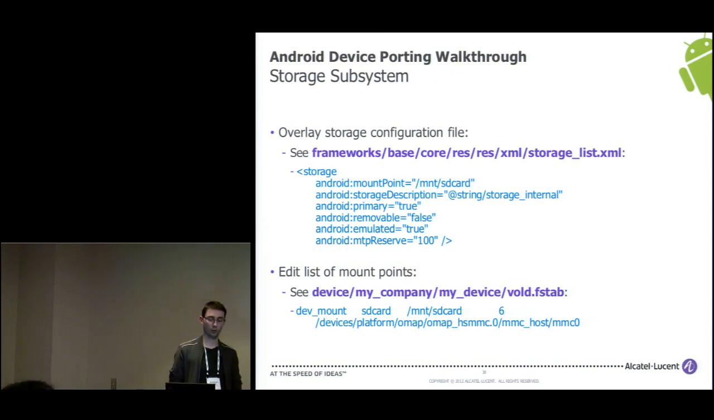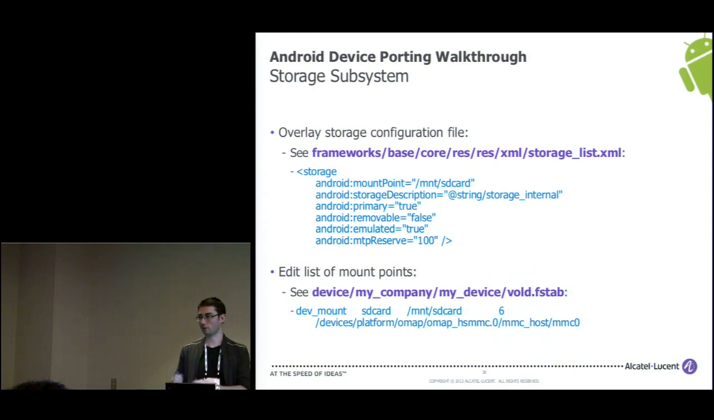One more thing about the storage subsystems. This may also change depending on the topology of your SD card. Also, you may have multiple SD cards or multiple USB devices. But you may want to modify or overlay the frameworks base storage list XML file, just saying that I have some mount point that I want to be /mnt/sdcard. I want it to be declared as the primary storage system, and this is not something removable because, for example, this is my internal SD card slot.